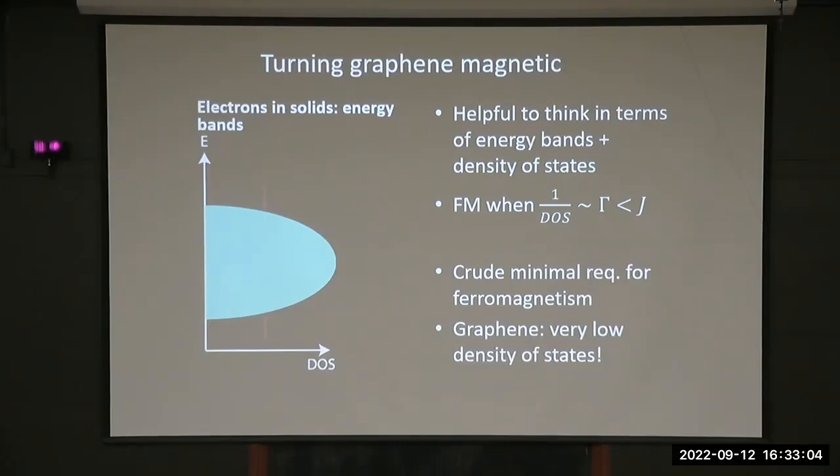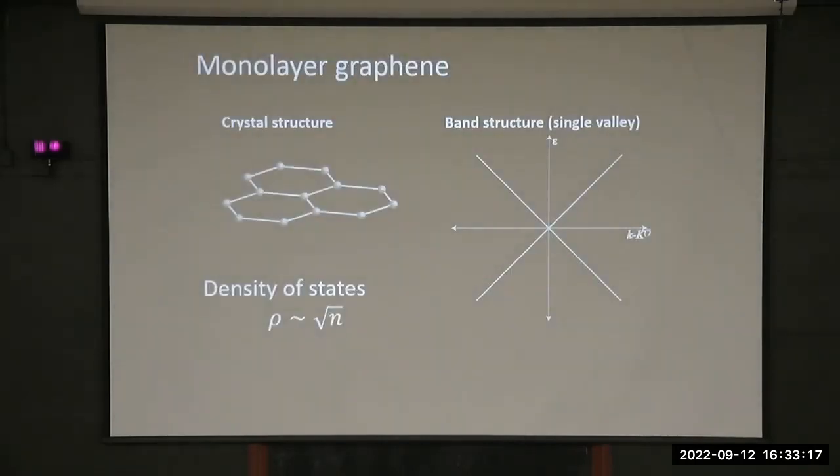And of course, graphene has a very low density of states, because if you think about linearly dispersing particles in 2 dimensions, they actually have a density of states that vanishes near low energy. So again, not looking very good for magnetism. Okay, so here's an illustration of that. If you have monolayer graphene, you end up with a density of states that goes like square root of n because of this linear dispersion. It doesn't work very well.